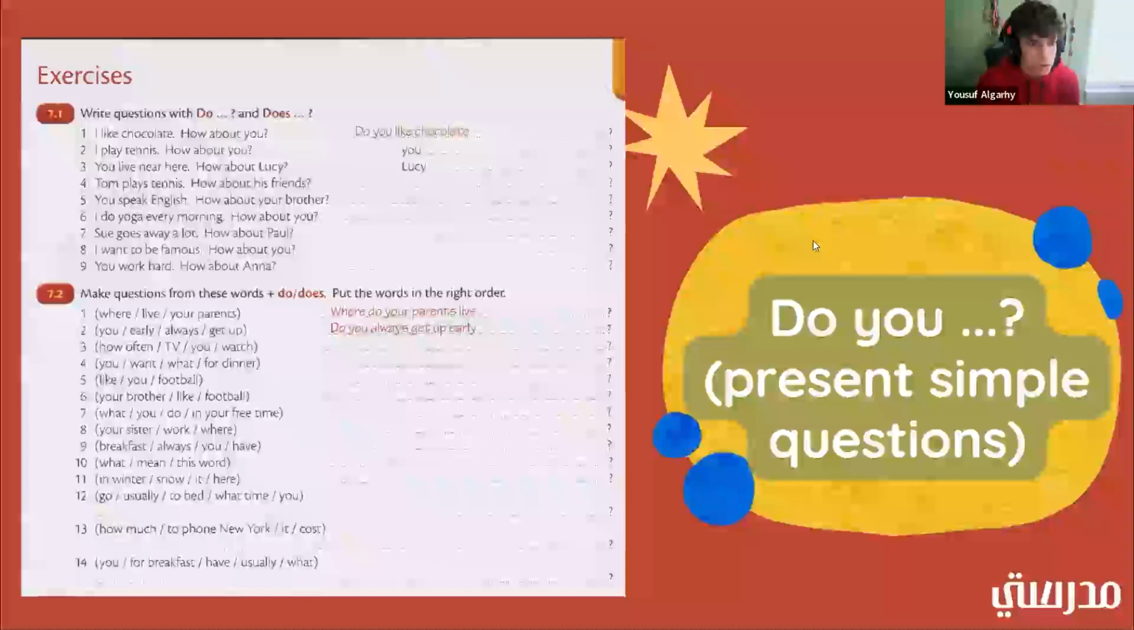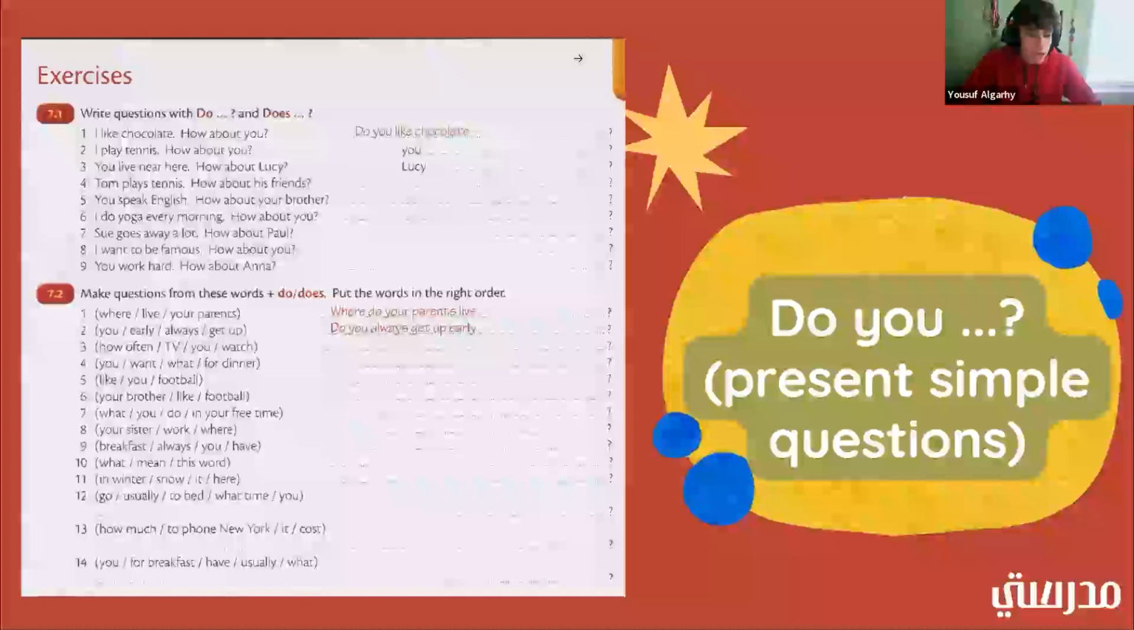I do yoga every morning. How about you? This one would be, do you do yoga every morning? Okay. Sue goes away a lot. How about Paul? Does Paul go away a lot? Good. I want to be famous. How about you? Do you want to be famous? Good. You work hard. How about Anna? Does Anna work hard? Good, good.